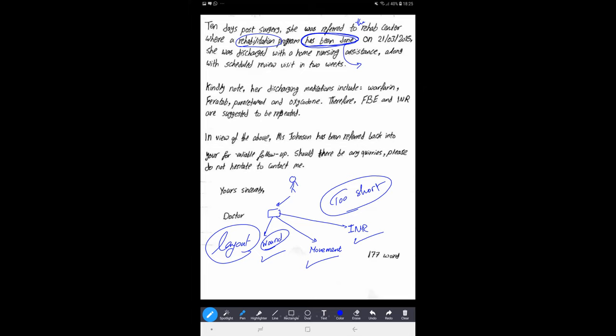FBE and INR are suggested. This part actually belongs to the ending. Yani, you should have said, in view of the above, Ms. Johnson needs your follow-up, especially regarding a repetition of her FBE and INR. I think if you have said that, it would have been much better.